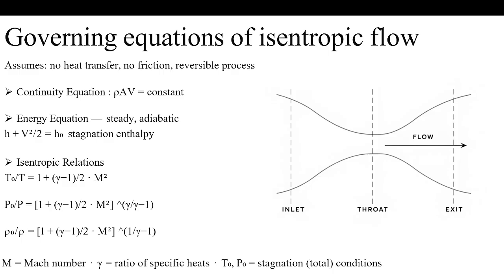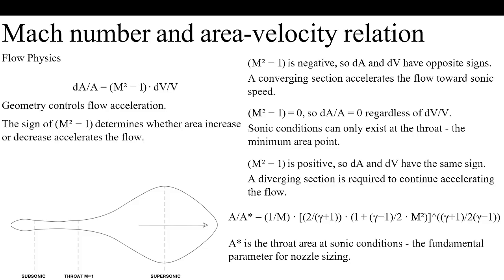When we move forward, you all know what a Mach number is, and now in nozzles we are talking about the Mach number versus area velocity relationship. When we talk about this relationship, there is flow physics involved. Initially I am considering a small elemental area represented by dA divided by the total area A, which I am writing in terms of Mach number and velocity. The relation is dA by A equals M square minus 1 multiplied by dV by V, where dA and dV are the small elemental area and velocity change. A and V are your cross sectional area and the total velocity or the exit velocity.